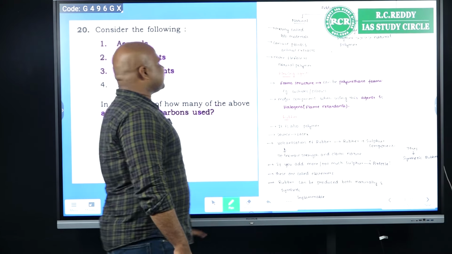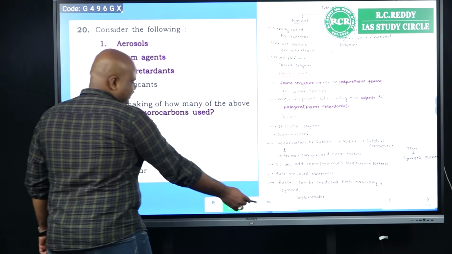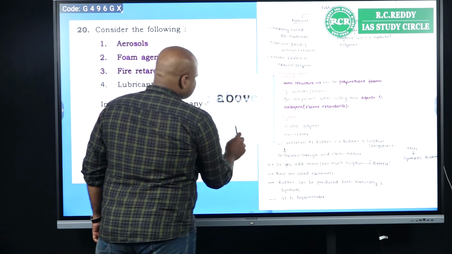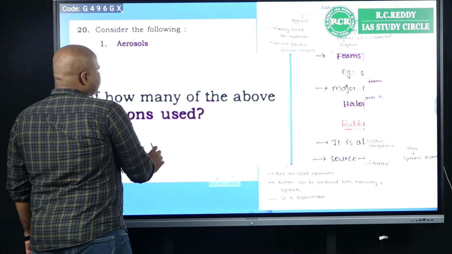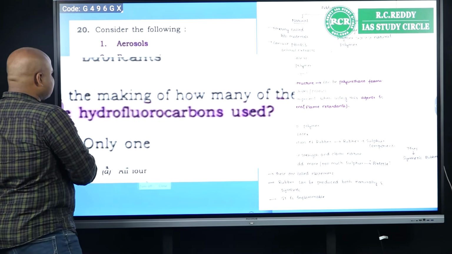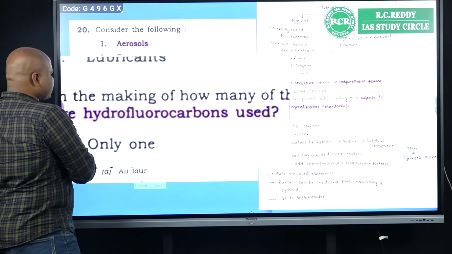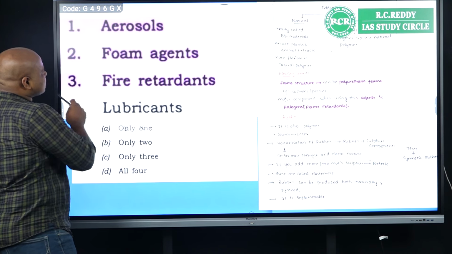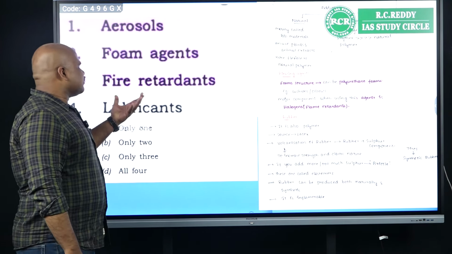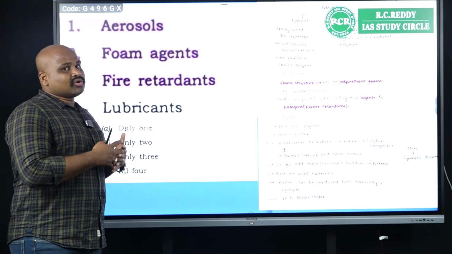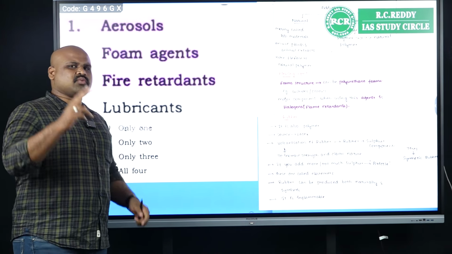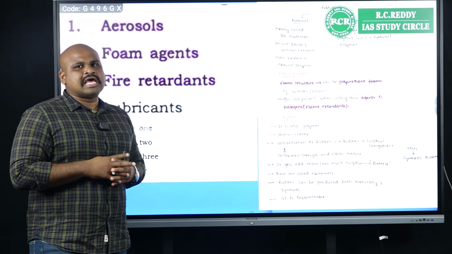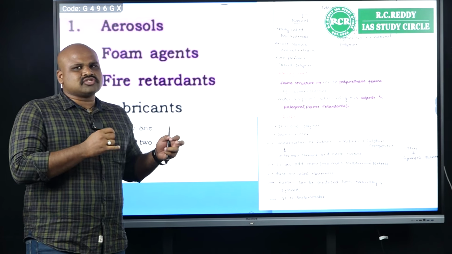And the third particular question is seen in the context of HR with respect to the foaming agents and the blowing agents. It is asking about how many of them have the HFCs being used. In the options, they talk about aerosols, foam agents, fire retardants and lubricants. And in the HR notes, this particular question again was covered in two dimensions: in the PYQ analysis of the 2014 question paper, as well as the science and technology notes of HR.